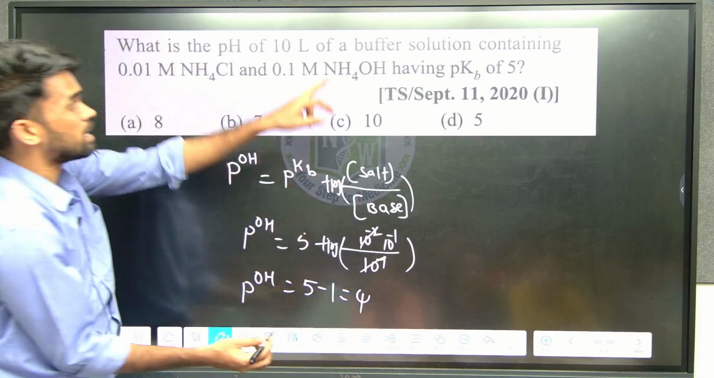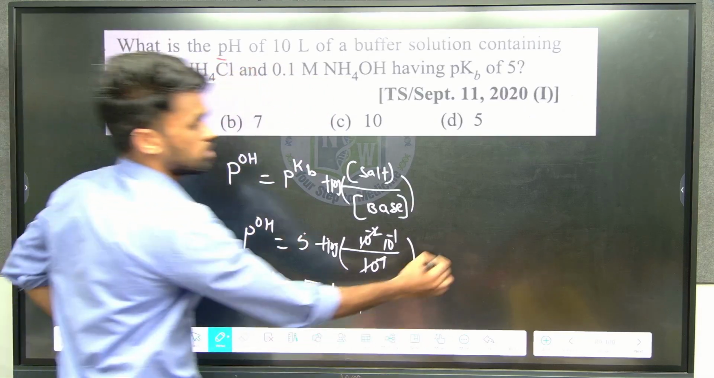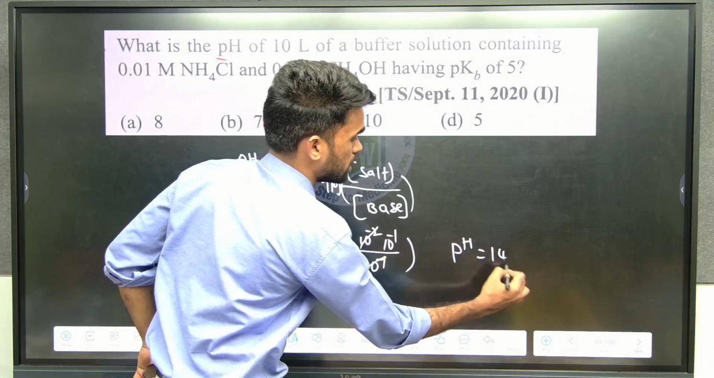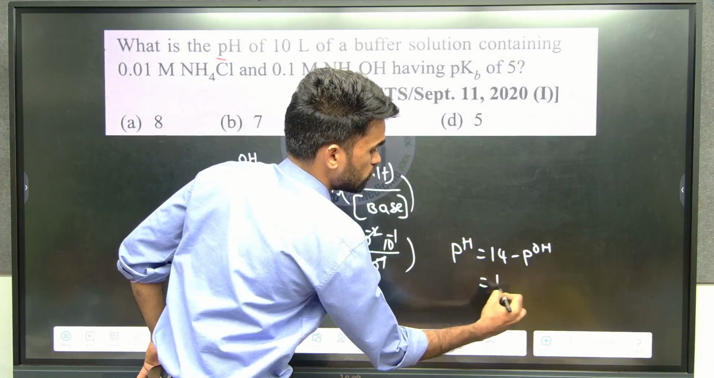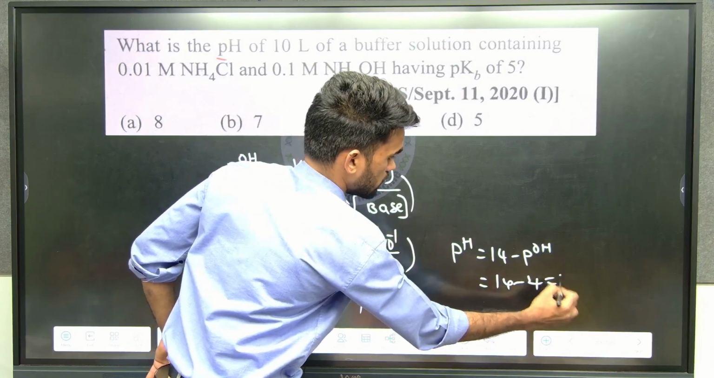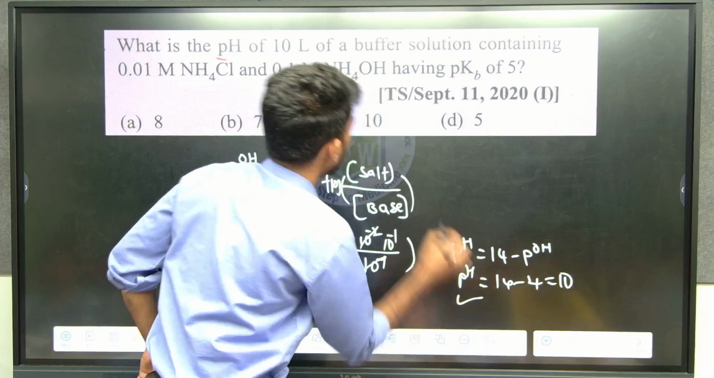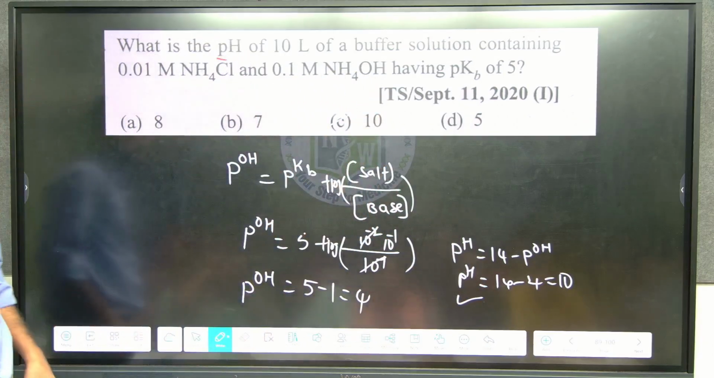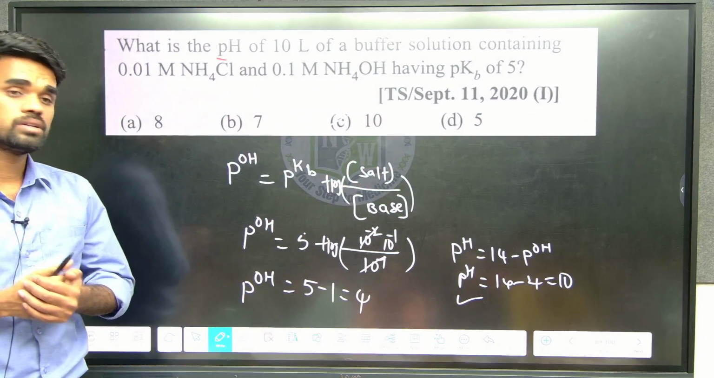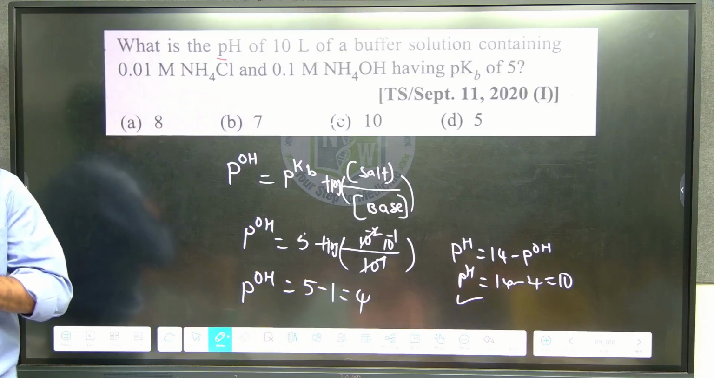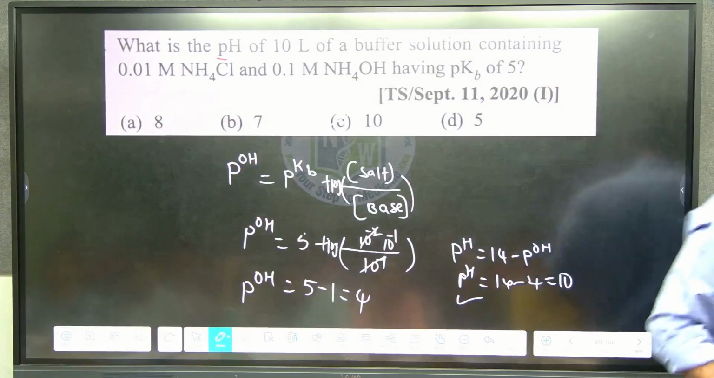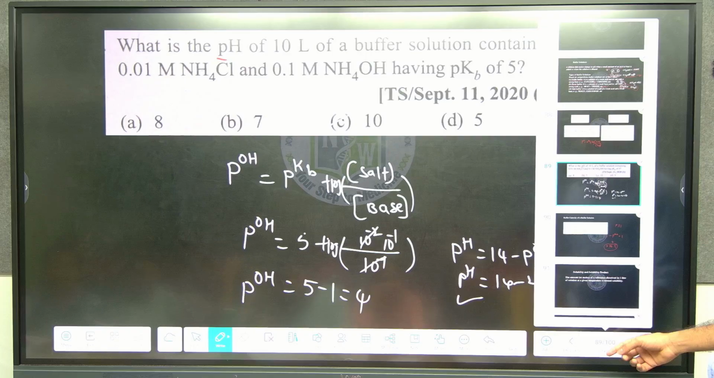pOH is 4, but they are asking you pH. Now how can you do? pH equals 14 minus pOH. So 14 minus 4, we got the answer now? Perfect. Done, everyone done? Okay.